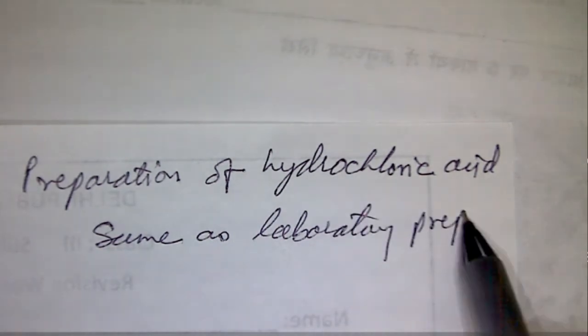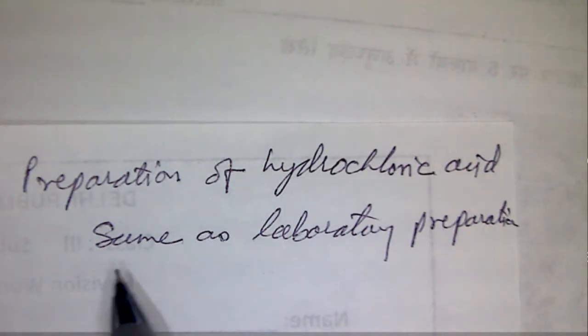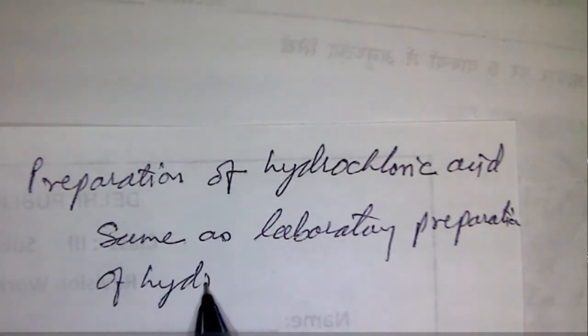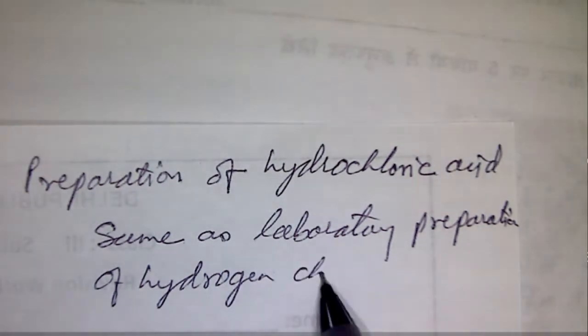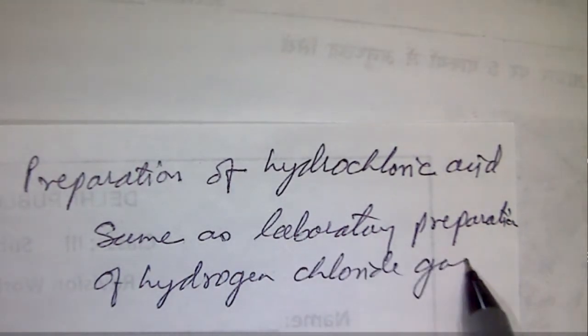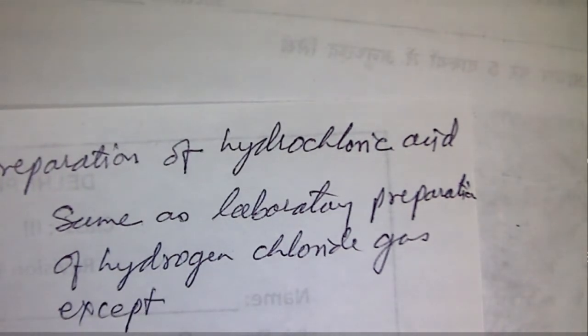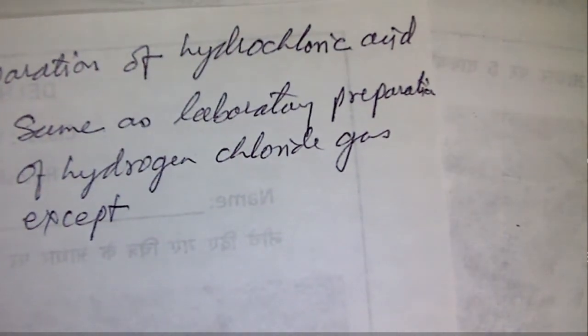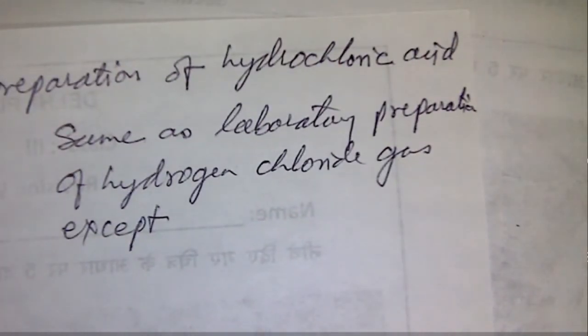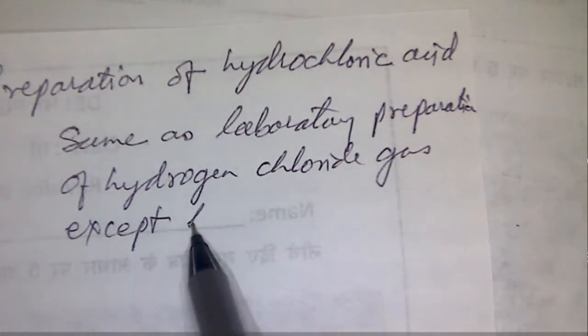So it is same as the laboratory preparation of hydrogen chloride gas, except, everything is same except what? The collection part. If you take the collection part, that is different. Why? Because now we have to dissolve it in water, isn't it? Hydrogen chloride preparation is same. At the end, we'll dissolve it in water. So, except the collection.